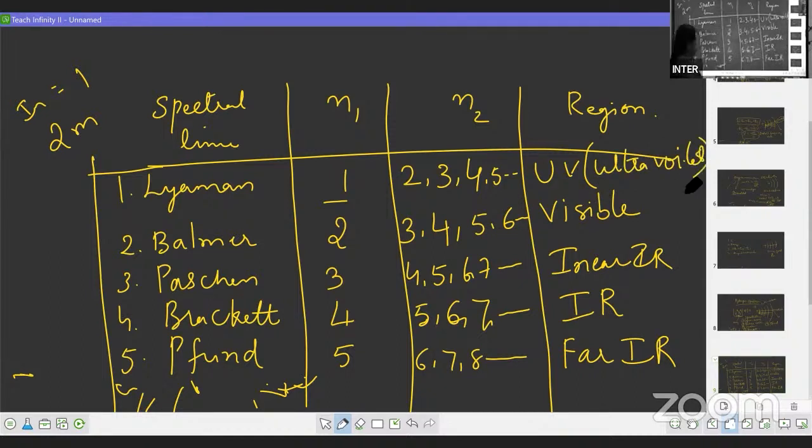Now Balmer series, the electron comes to second orbit from third, fourth, fifth. The third one is the Paschen series. The electron stops at third orbit. It is coming from 4, 5, 6.